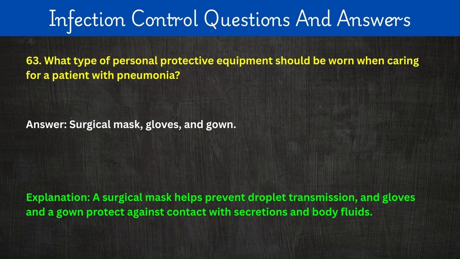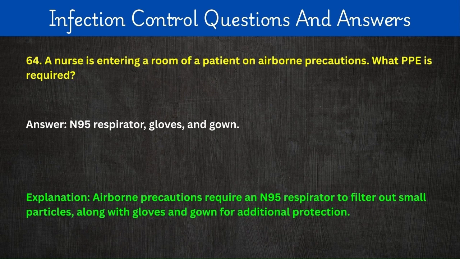63. What type of personal protective equipment should be worn when caring for a patient with pneumonia? Answer: surgical mask, gloves, and gown. Explanation: a surgical mask helps prevent droplet transmission, and gloves and a gown protect against contact with secretions and body fluids.